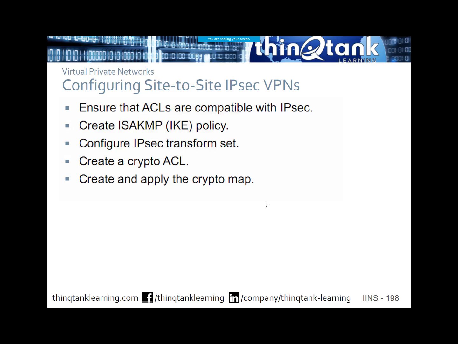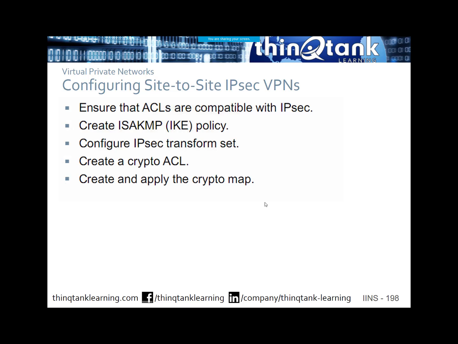Possibly 4. The first step may or may not be necessary. Make sure that you have access control lists that are compatible with IPsec. Meaning that on the outside interface of your router, if you are filtering traffic, you have some sort of access control lists that only allow certain traffic in or don't allow any type of traffic in, you need to make sure that you create an access list that allows the protocols that are necessary for IPsec to function. ESP, AH, ISAKMP, and so on. So we'll take a look at what that looks like.